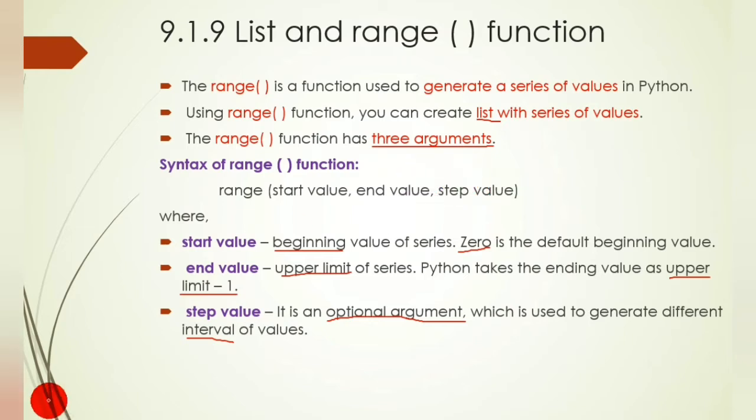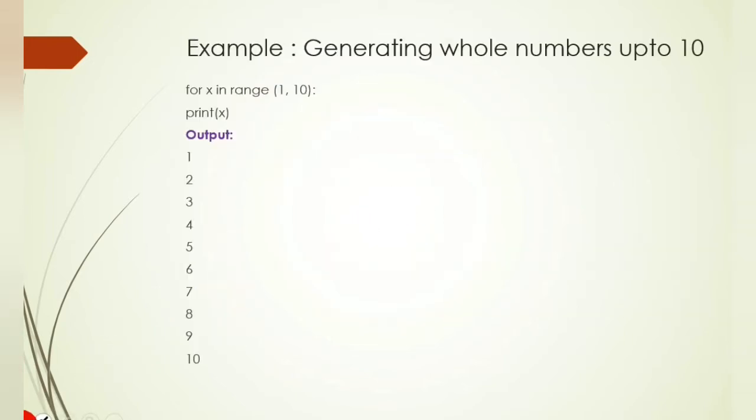Now you can see the syntax, and now an example for this range function. Here is one example for generating natural numbers up to 10: for x in range of 1 comma 10. In this program we are going to generate natural numbers from 1 to 10. Now print the value, print of x. Now you can see the output. It prints the numbers from 1 to 10.